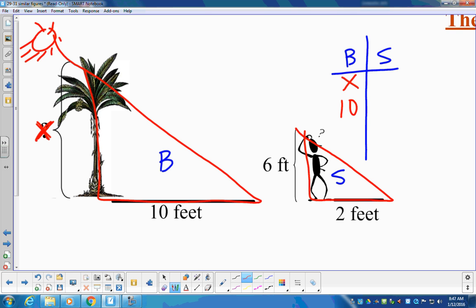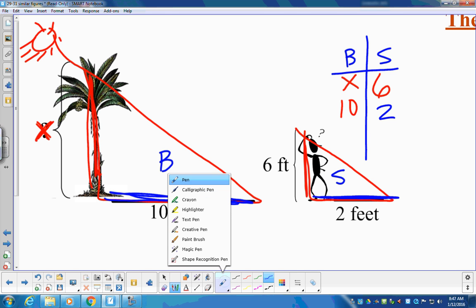The x is in the same position. So we're really talking about the height in the big has to be in the same position as the height in the small. So the x and the 6 go in the same spot because they're corresponding parts. The 10 in the big has to go in the same spot as the 2 in the small.